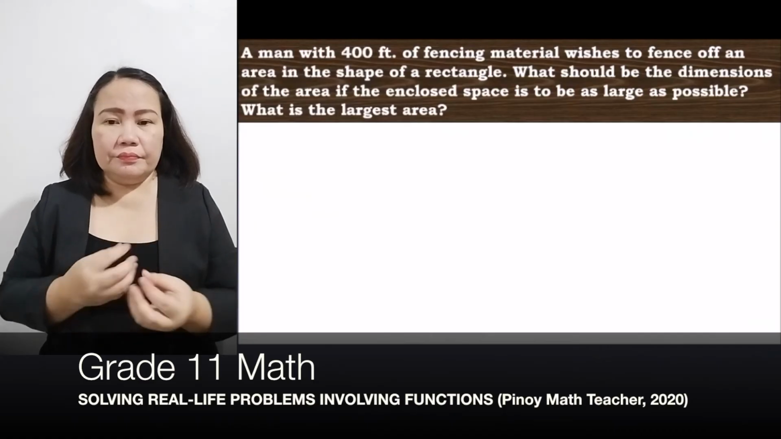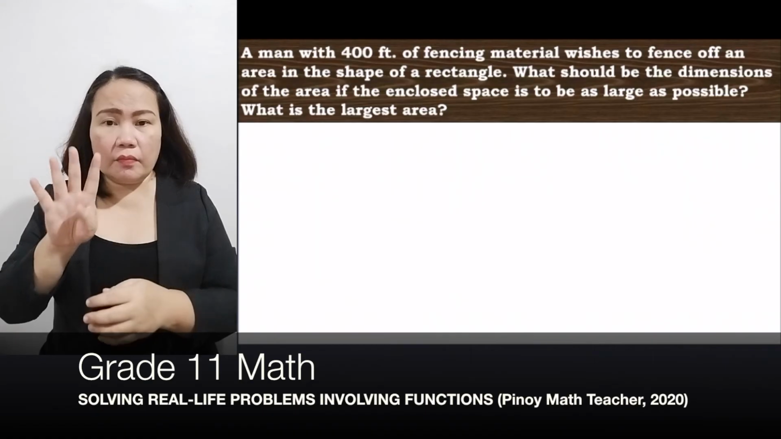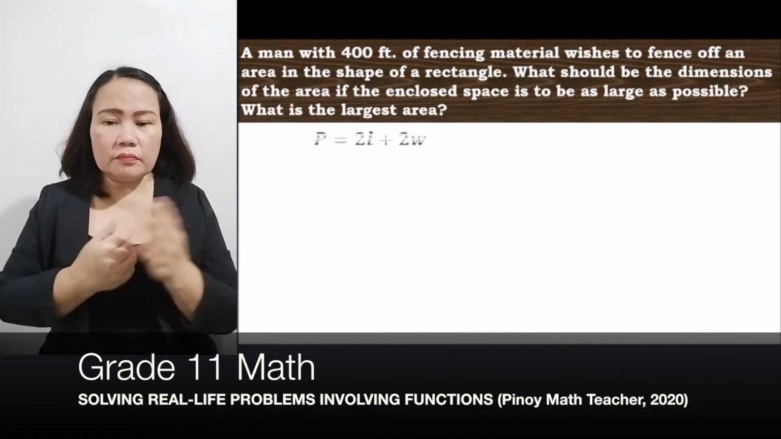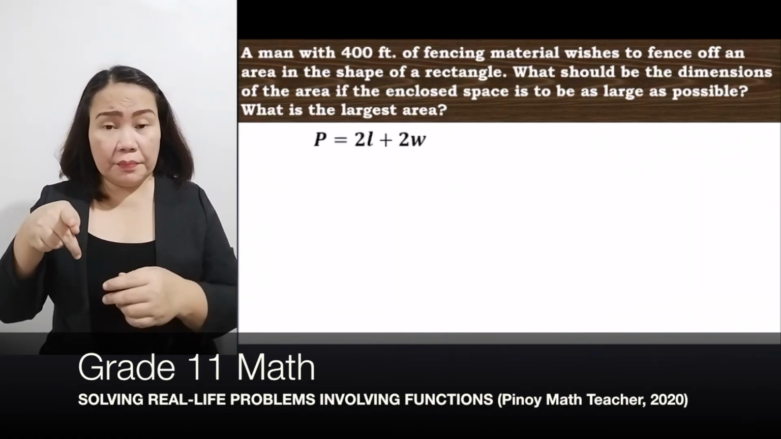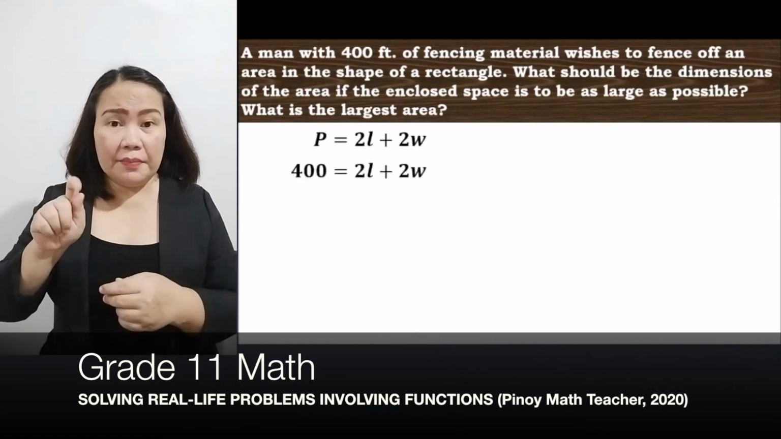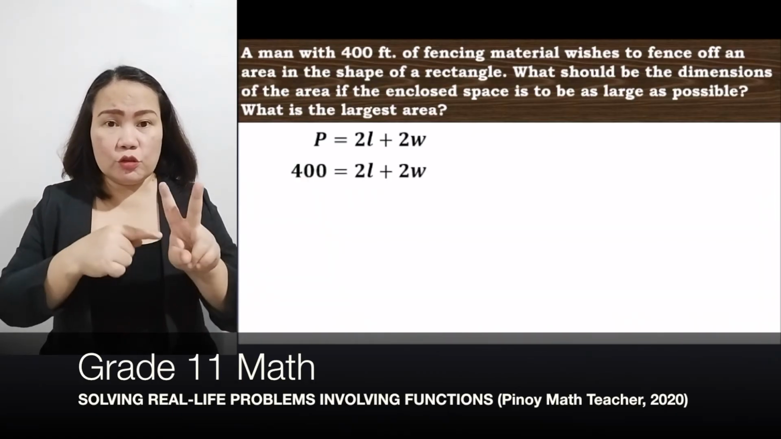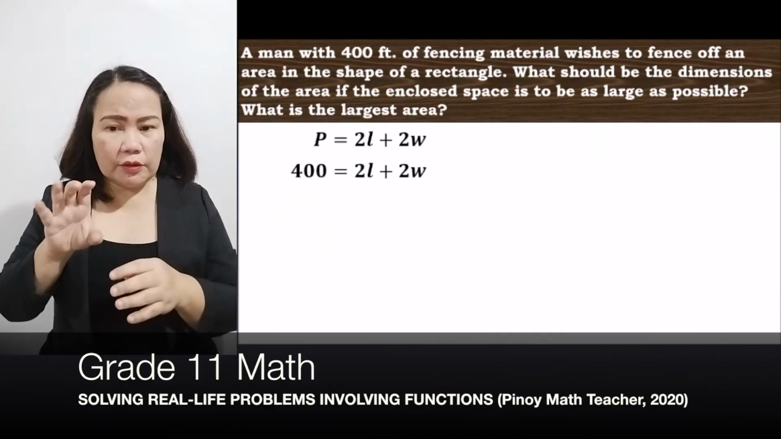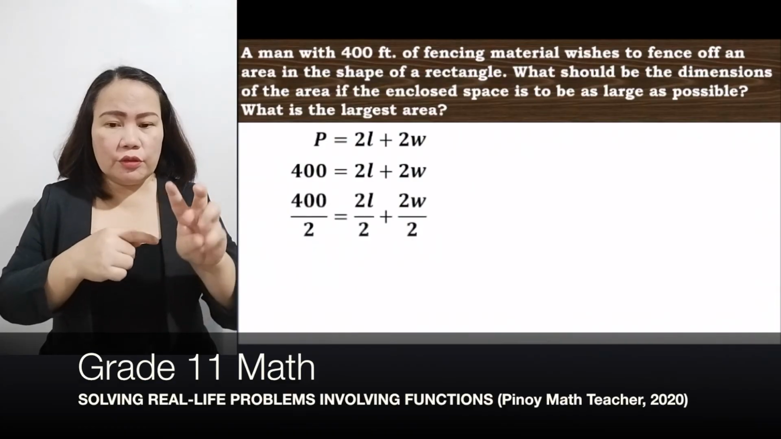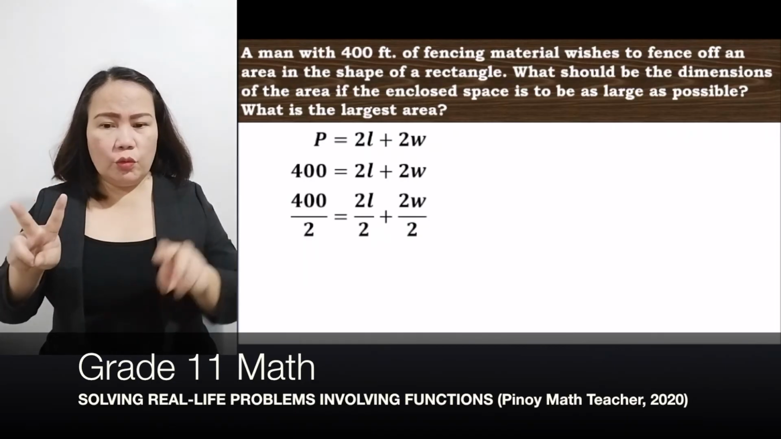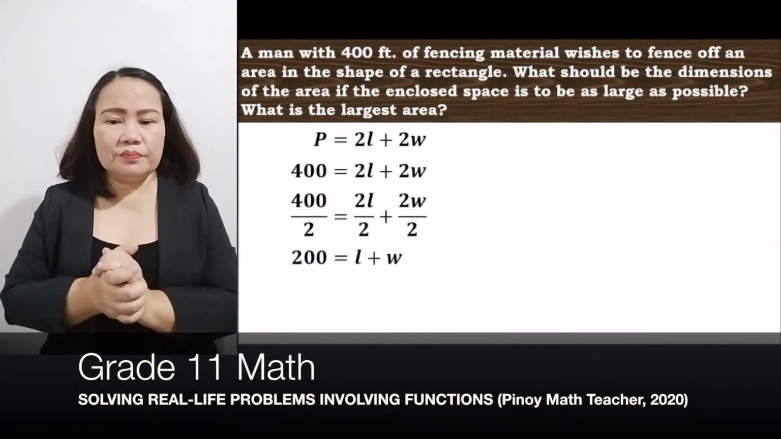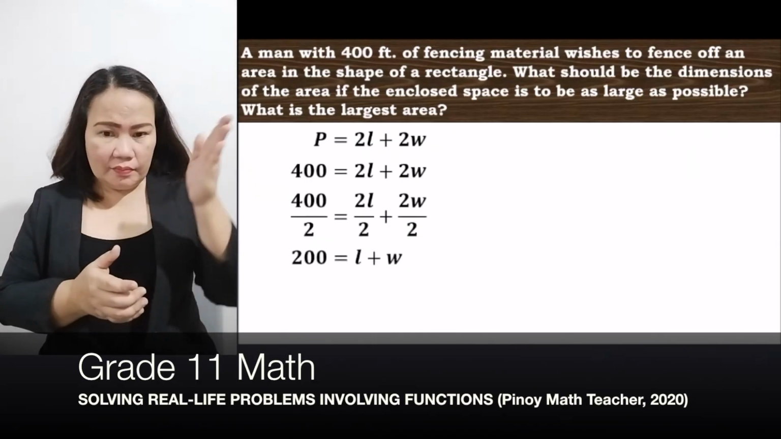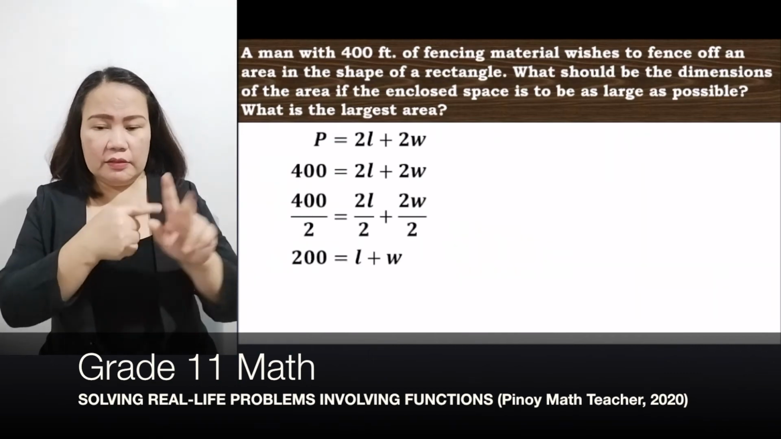Given ang perimeter ng rectangle at ito ay 400 feet. I-substitute natin ito sa formulang P equals 2L plus 2W. Kung mapapansin niyo ay pwedeng i-simplify ang ating equation. Maaari tayong mag-divide ng 2 sa magkabilang sides ng equation. So 400 divided by 2 is 200. 2L divided by 2 is L. 2W divided by 2 is W.